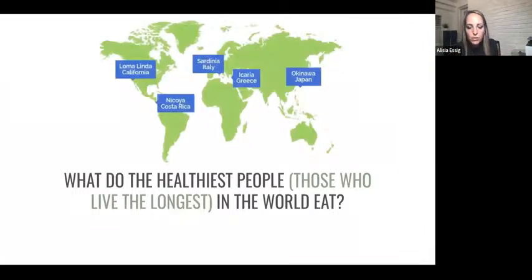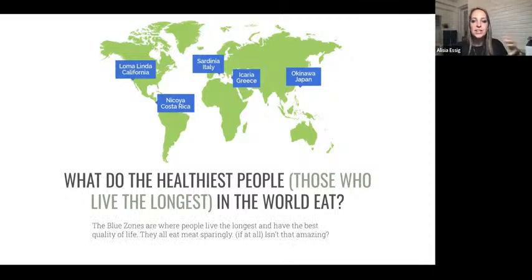Now, how do we know? There's all this research, but how do we know that this will work? How do we know that this is the best way to eat if you want to lose weight and live longer? And all you have to do is look at those who have lived the longest on the planet. What are these people eating? The healthiest people on the planet who are living to be 100 years old and older, who are living without disease, what are they eating? Well, that is a question that Dan Buettner set out with.